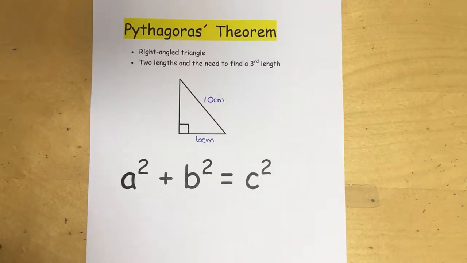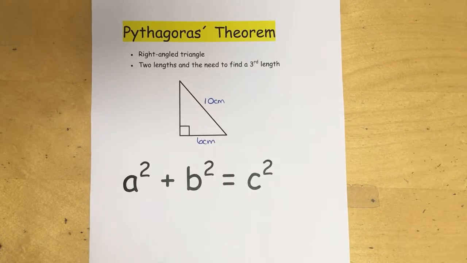In the previous video we looked at how to find the longest length in a right angle triangle where you are going to be using Pythagoras' theorem. This time we're going to look at finding a shorter length.